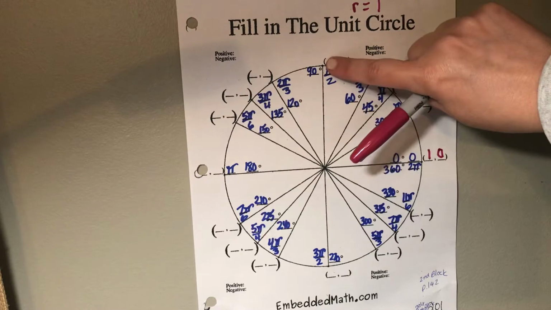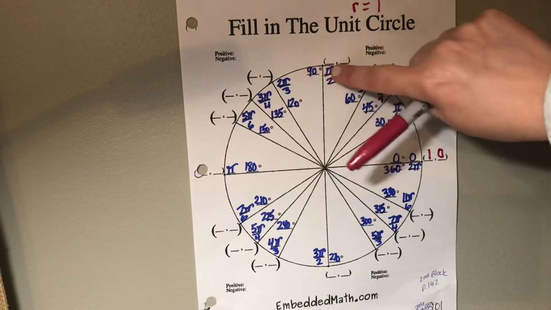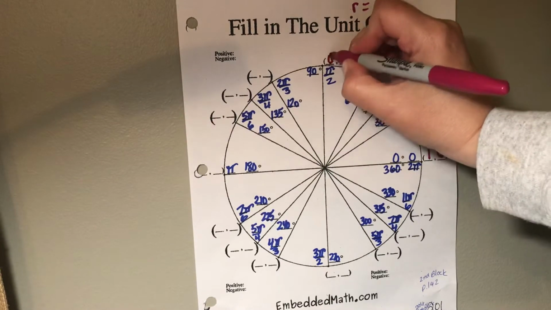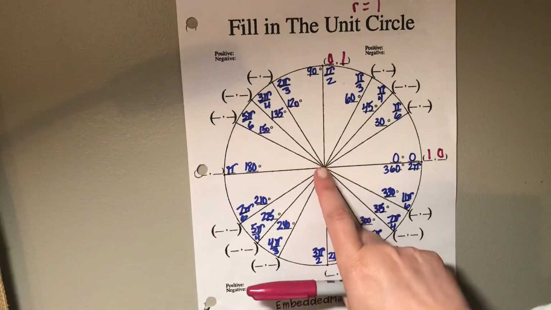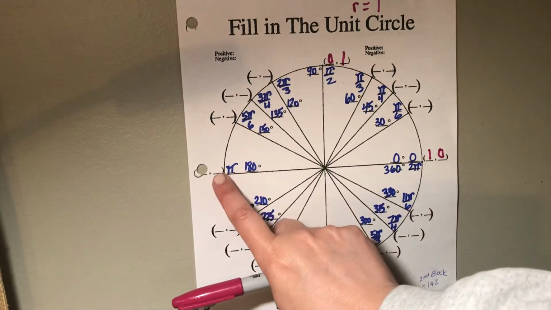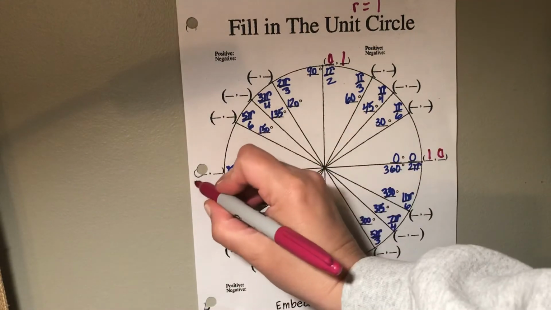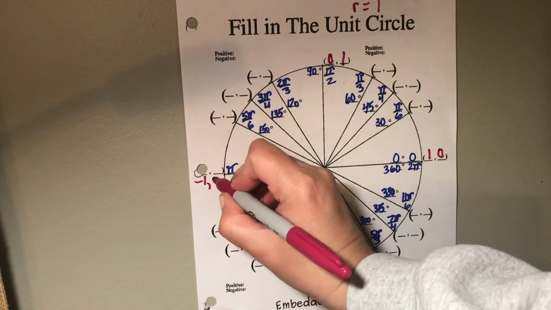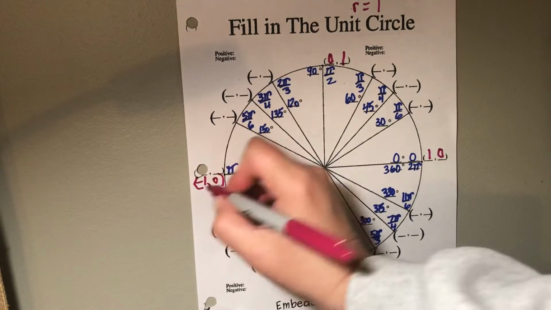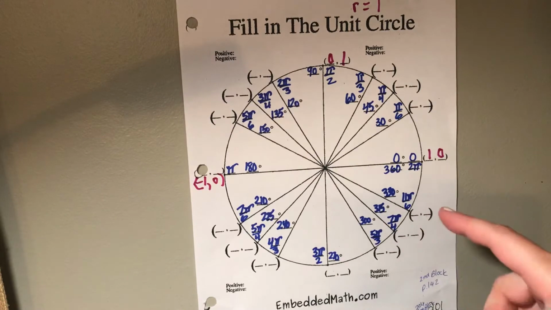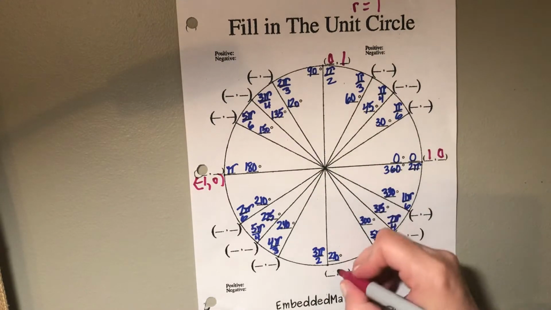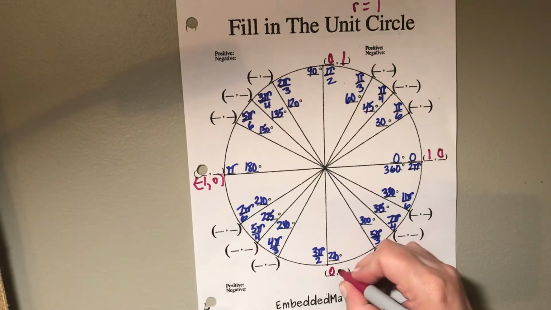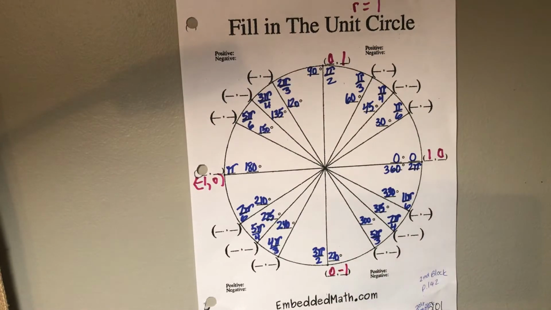Right here, I went up 1. I did not go over anything. So the x is 0 and the y is 1. The point that goes with 180 degrees, I went out 1, but I went out to the left. So this point is -1, 0. And at 270 degrees, I went down 1. I did not go left or right at all. This point is 0, -1.